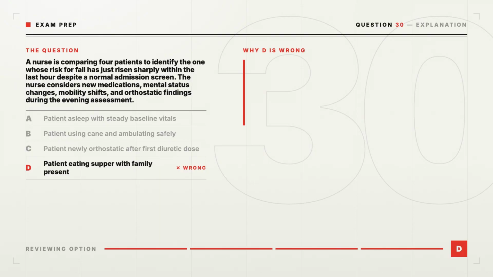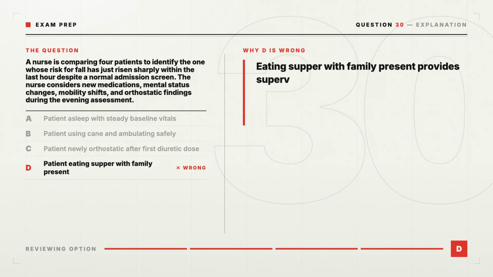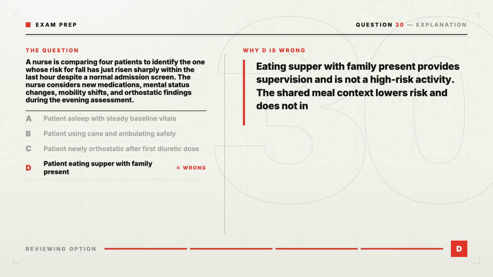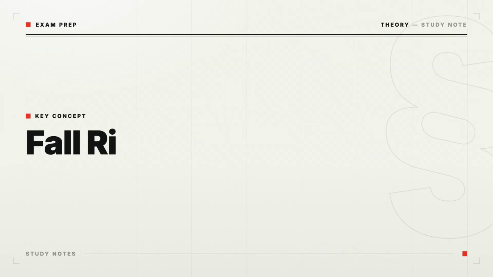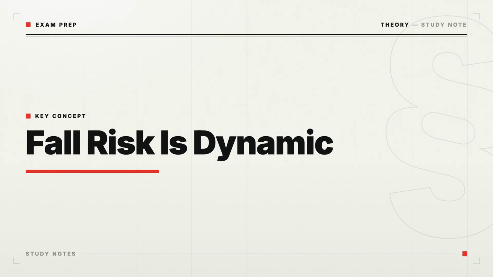risk. D is wrong because eating supper with family present provides supervision and is not a high-risk activity. The shared meal context lowers risk and does not introduce sedation, weakness, or fluid shifts that would change the plan. An admission fall risk score is only a snapshot taken at one moment under one set of conditions.